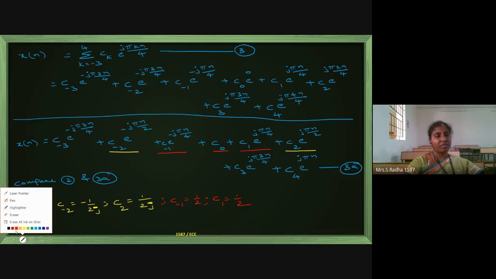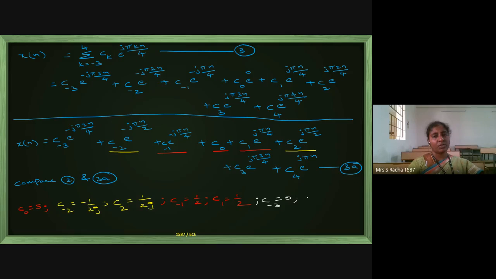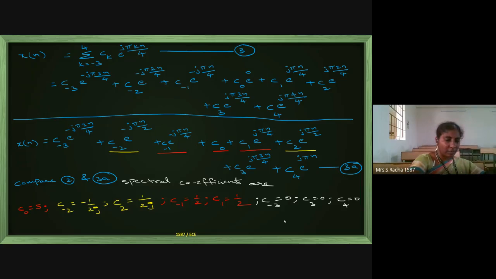Now in the expansion of equation 3a, the underlined terms, we got the value. Remaining terms are 0. C minus 3 value 0, C plus 3 value 0, and C plus 4 value are 0. These are the spectral coefficients. 8 coefficients should come because time period is 8. You can count. You can also write them sequentially: minus 3, then minus 2, minus 1, 0, 1, 2, 3 like that.